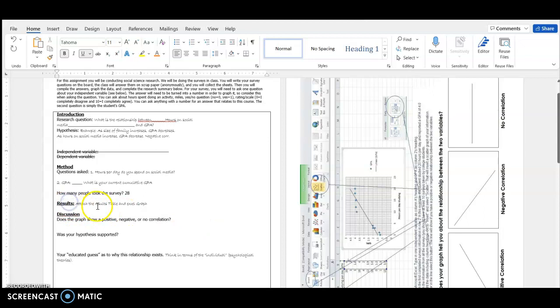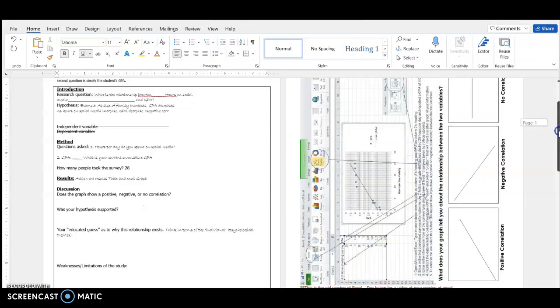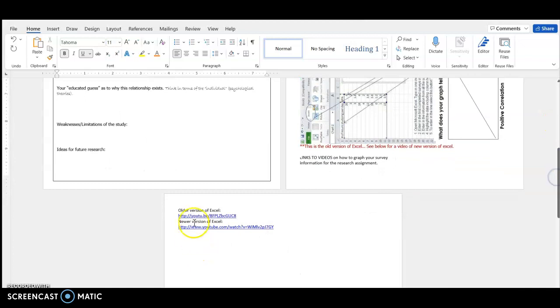So the results says attach the results table in your Excel graph. Okay, I'm going to show you how to do that now. And on this sheet, I do give you a link for doing it on Excel, but you can't use the online version of Excel. You can only use the Excel that is installed on a computer, so the desktop version, because the online Excel does not have the trend line.